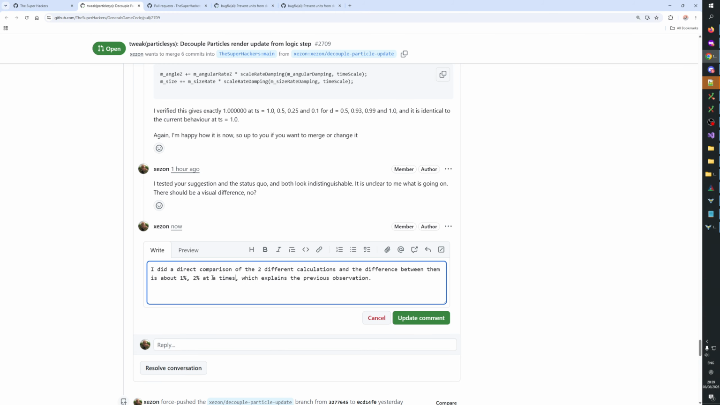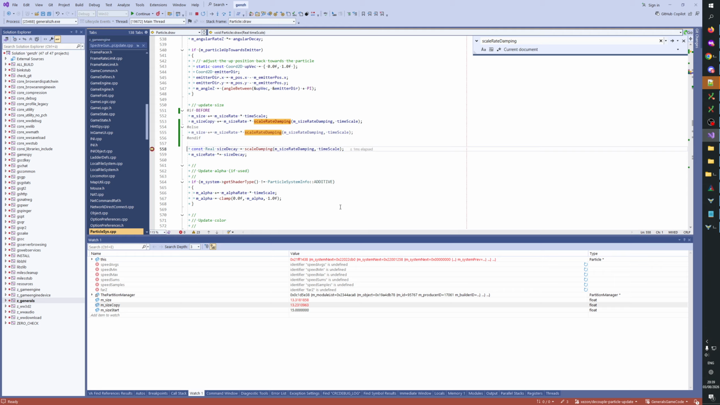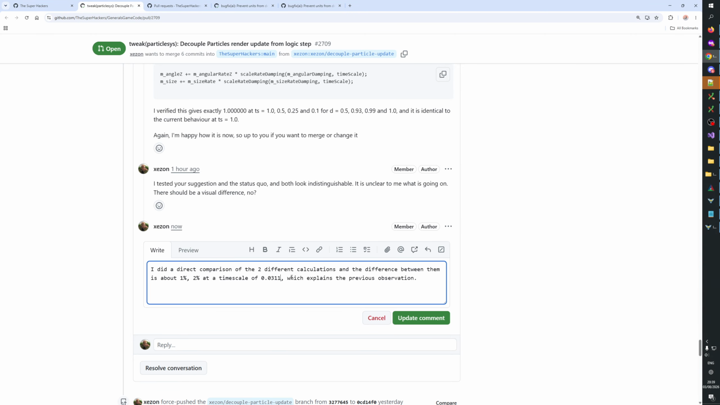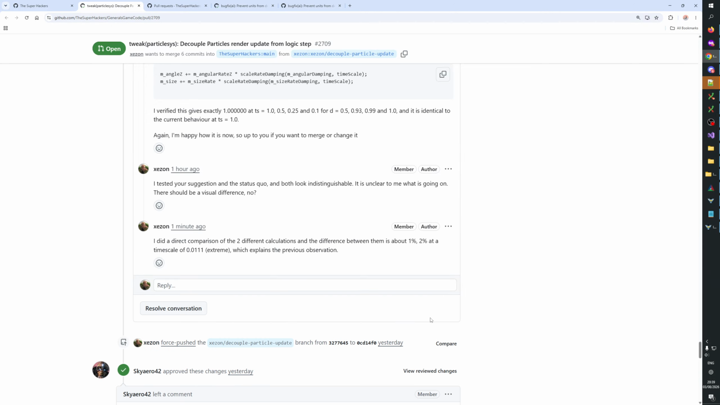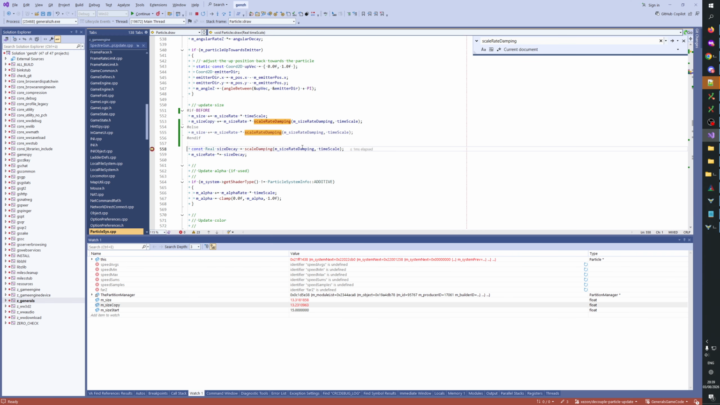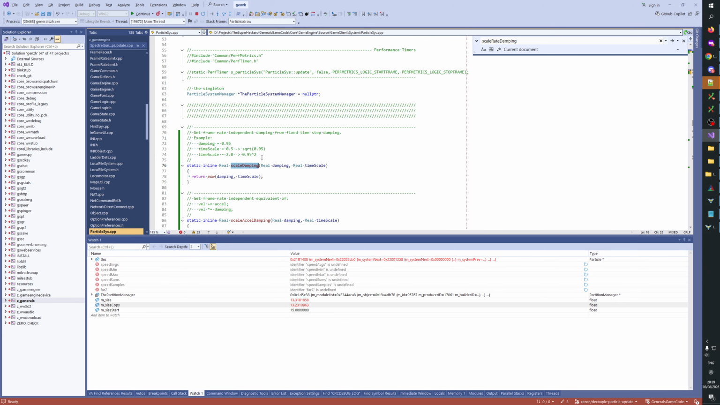At a time scale of 0.033, right? 0.011. Extreme. Okay, so I wonder if this is just like a product of rounding error, or I don't know. I don't understand. What should I do with this information now?